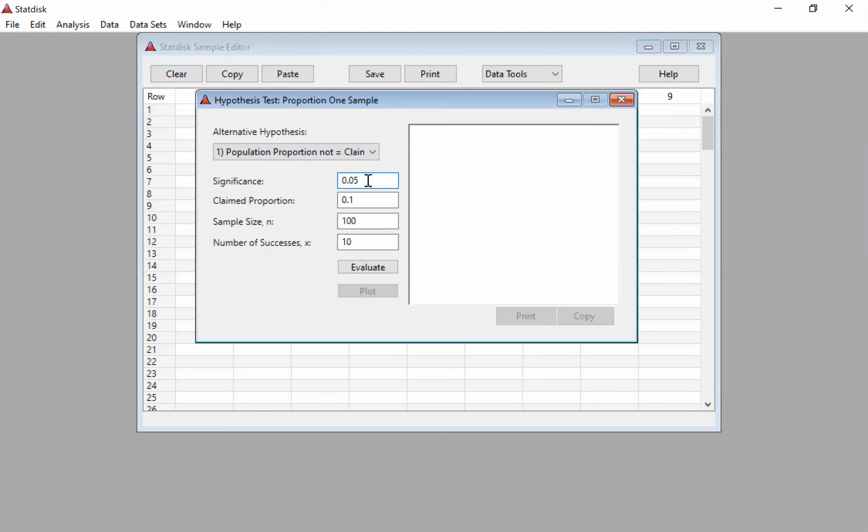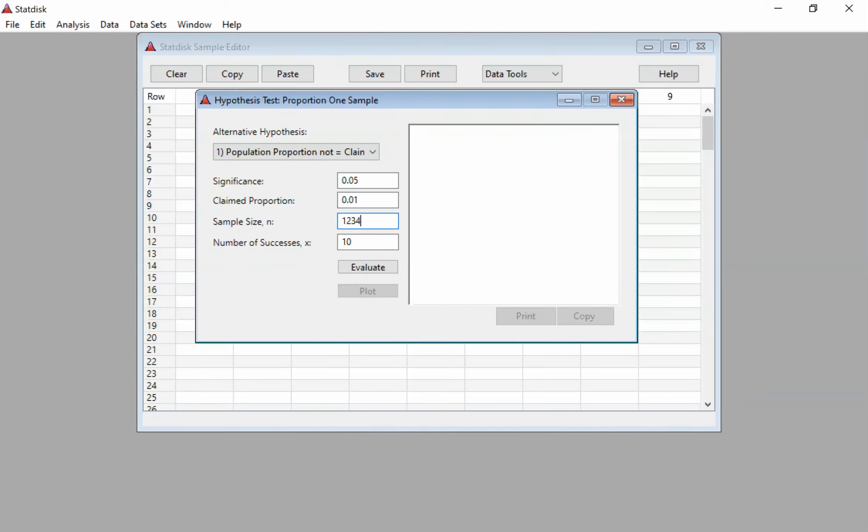Our significance is alpha. That was 0.05. We don't have to change it. Our claimed proportion, that is the number in the claim, the number in the hypothesis statement, that was 1%. And again, proportions have to be entered in decimal form.